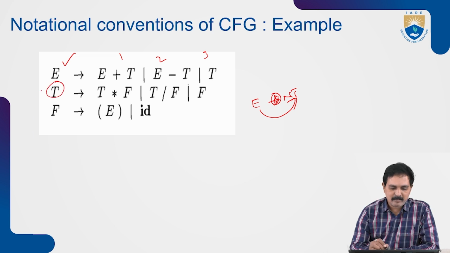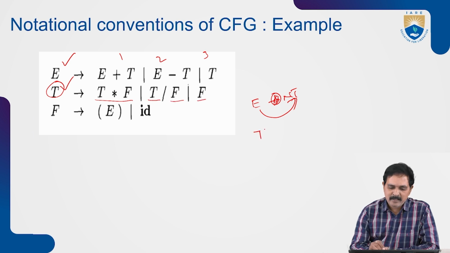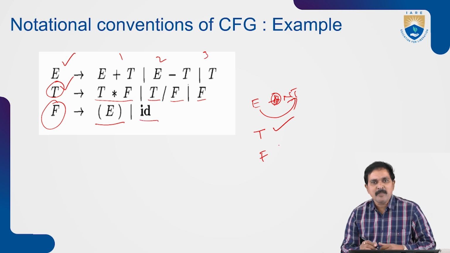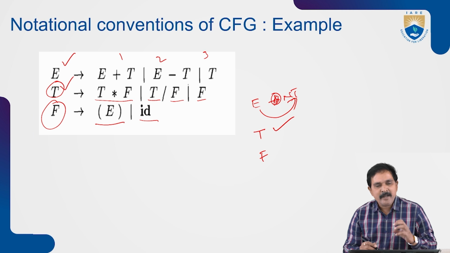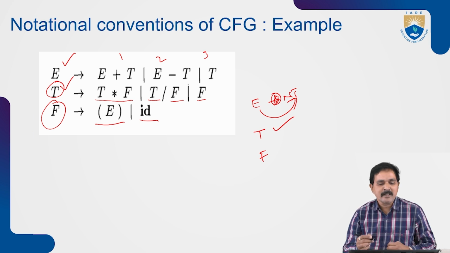What about T? T also has derivations. T into T star F, T slash F, and F. So T is also a non-terminal. What about F? F has derivations too: derivation 1, derivation 2. That's why these three symbols in this grammar you consider as non-terminals.